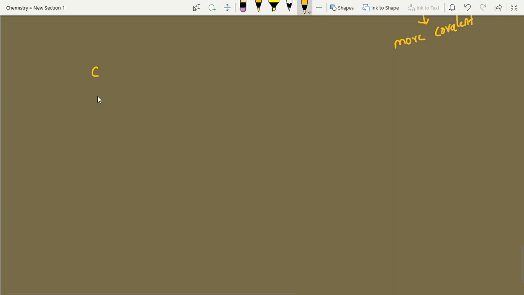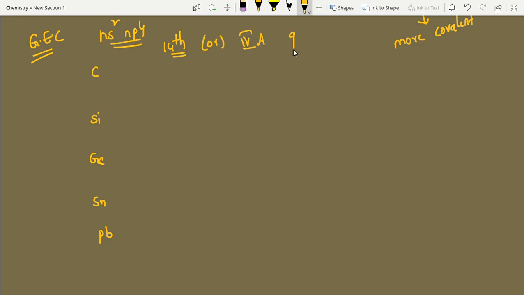Now next one, carbon family. So carbon, silicon, germanium, tin. Here the general electronic configuration is ns2 np2. So what is this group? This is the 14th group, or we call it the 4A group element, according to the old name. Easily you can find valence electrons, valency equal to 4. Clear?